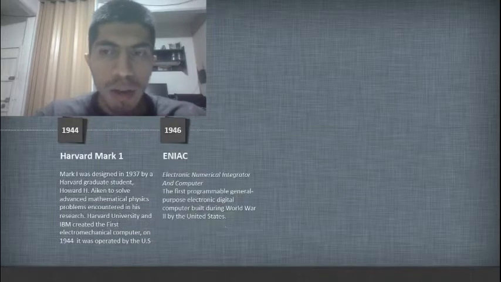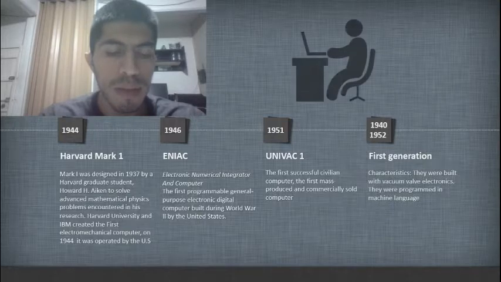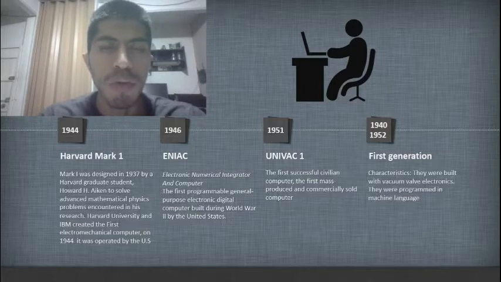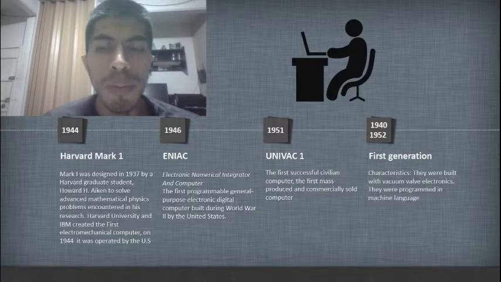The ENIAC was built at the University of Pennsylvania. The work began in 1943. It was funded by the Army Ordnance Department, which needed a way to compute ballistics during World War II. This machine wasn't completed until 1945, but then it was used extensively for calculations during the design of the hydrogen bomb.